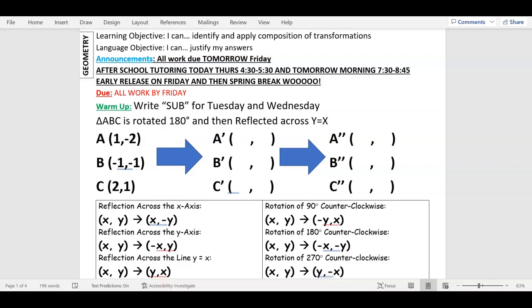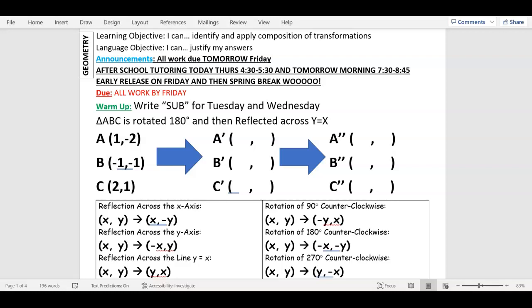Now, here we go. We're going to take these 3 points and rotate 180. Now, you should have notes on how to do that, but I also put them on the board here. So how do I rotate 180? Boom, right here. Rotate 180. XY becomes negative X, negative Y.